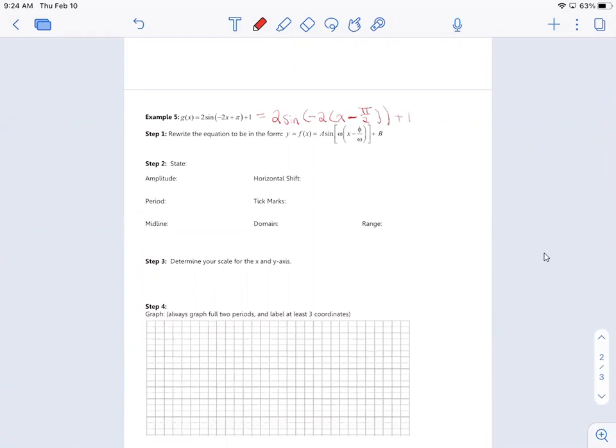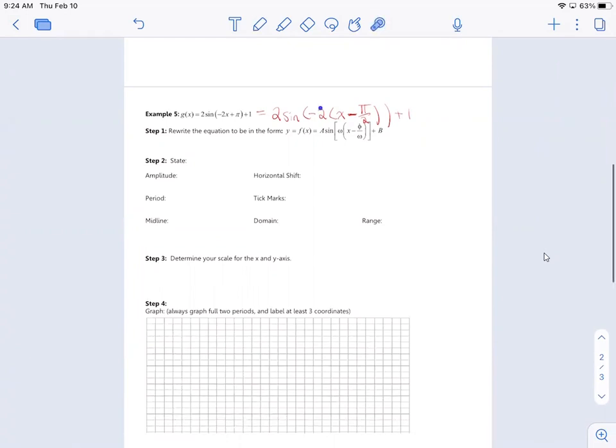Get that terrible handwriting. I'm going to rewrite that. Pi over 2, close it. All right, so if I distribute negative 2 times x, I get negative 2x. Negative 2 times negative is a positive, and then those 2's will reduce out, so I get pi.